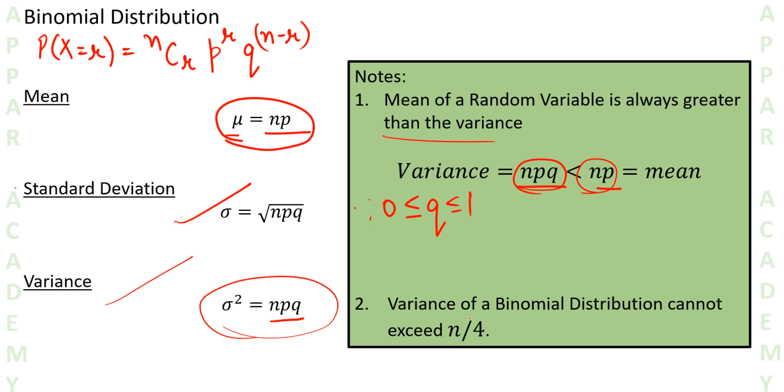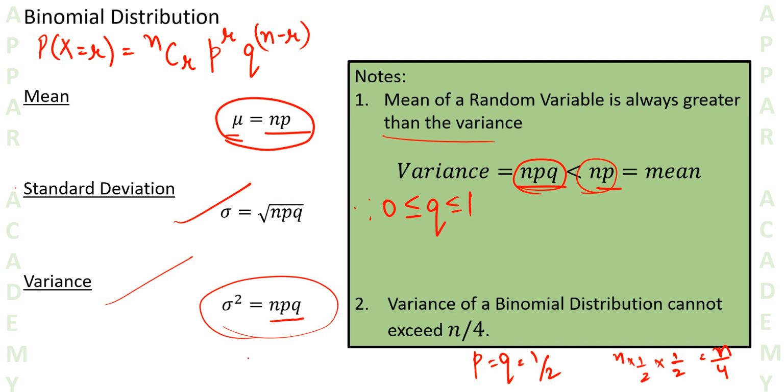Right? Point number 2. Variance of a binomial distribution cannot exceed n by 4. Right? Variance of a binomial distribution will never exceed n by 4. You can easily check this out by simply maximizing the variance and finding the highest value of the variance, and you get that it is n by 4. But otherwise also, generally you can say, take the example p is equal to q is equal to half, right? So in that case variance is simply n into half into half, that is simply n by 4, right?